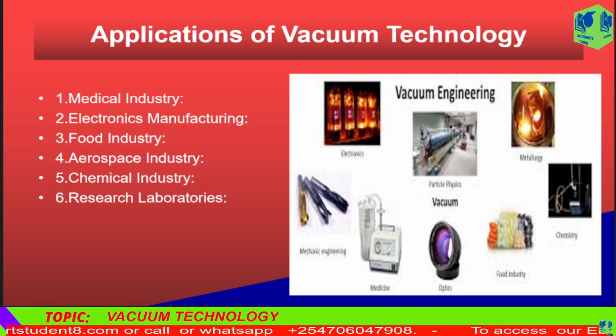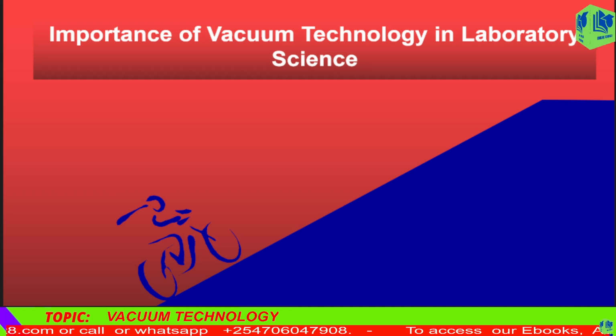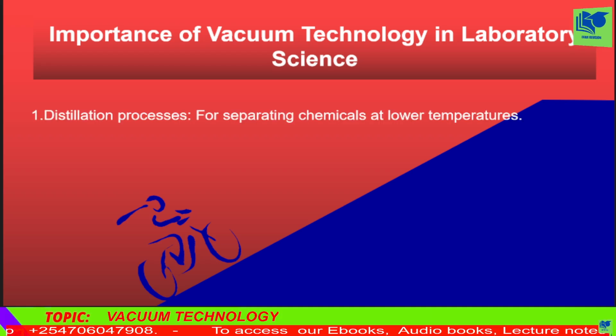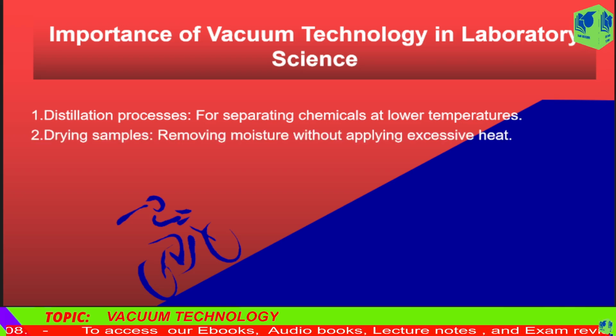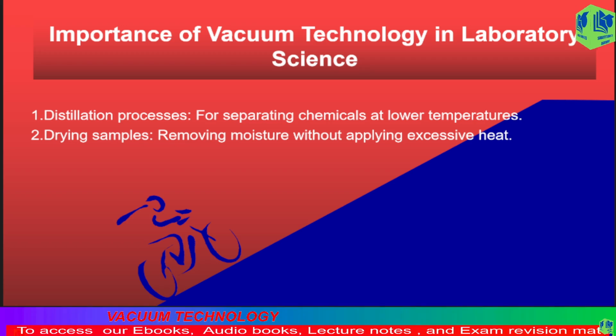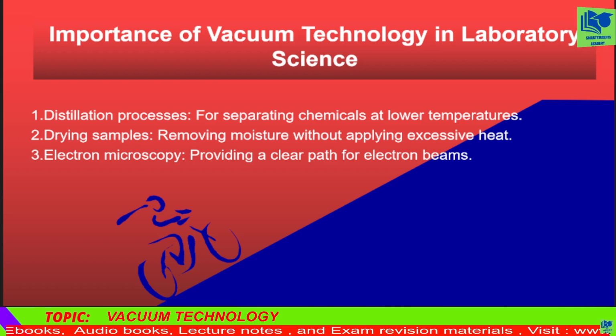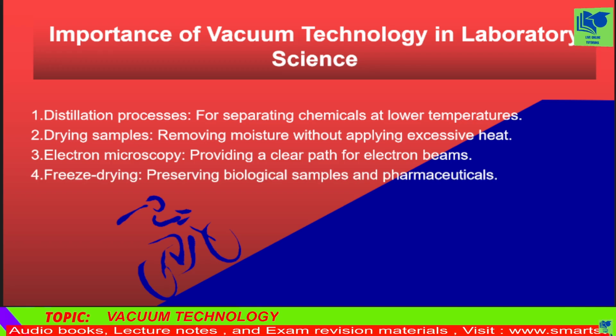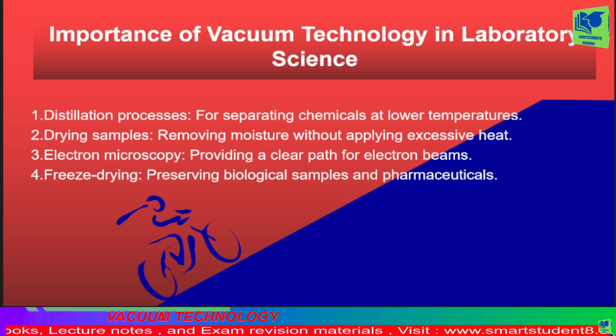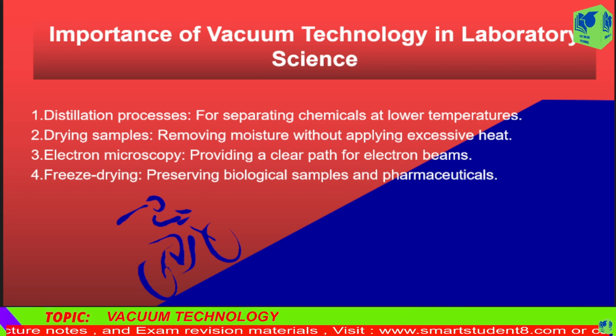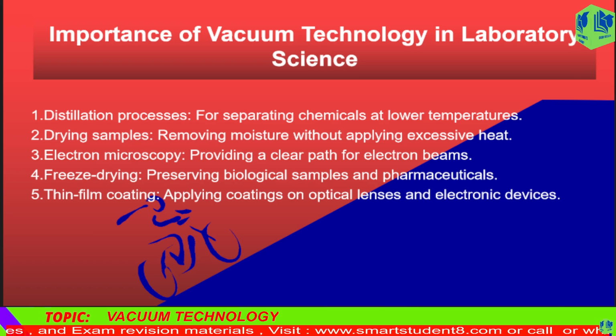Importance of vacuum technology in laboratory science. Vacuum technology plays a critical role in laboratory science. It is used in: 1. Distillation processes, for separating chemicals at lower temperatures. 2. Drying samples, removing moisture without applying excessive heat. 3. Electron microscopy, providing a clear path for electron beams. 4. Freeze drying, preserving biological samples and pharmaceuticals. 5. Thin film coating, applying coatings on optical lenses and electronic devices.